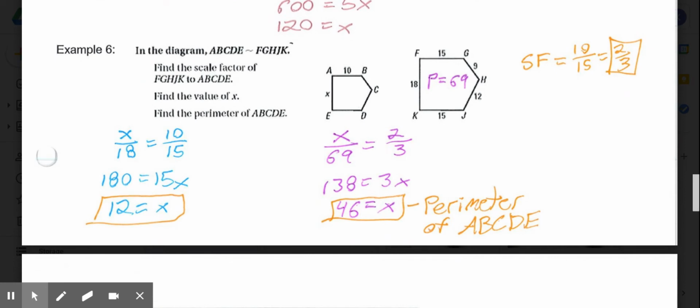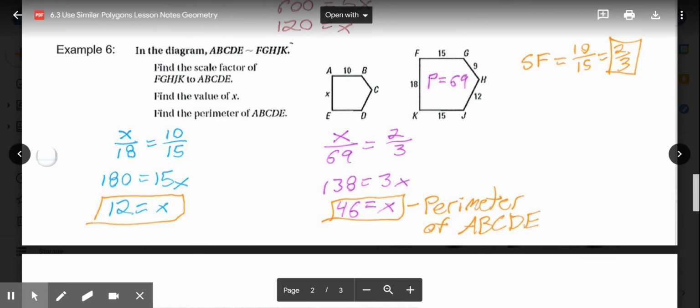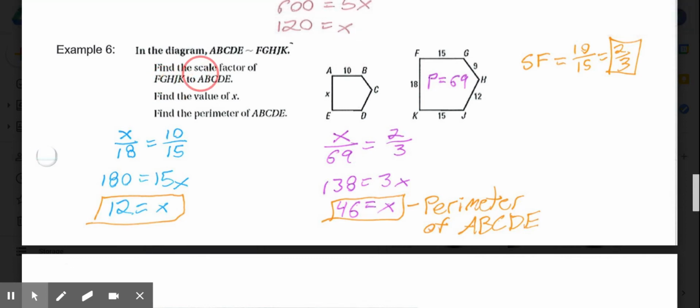Now example 6 tells us that our two pentagons are similar. ABCDE is similar to FGHJK. Find the scale factor of FGHJK to ABCDE. So on top would need to be FGHJK, bottom ABCDE.